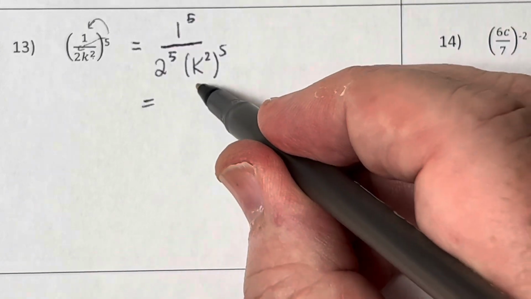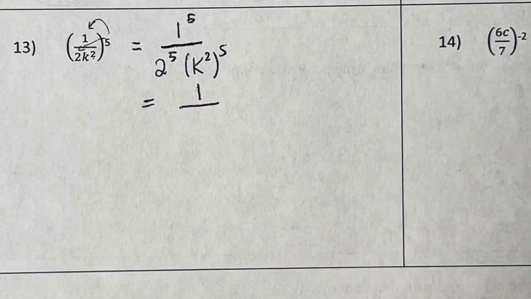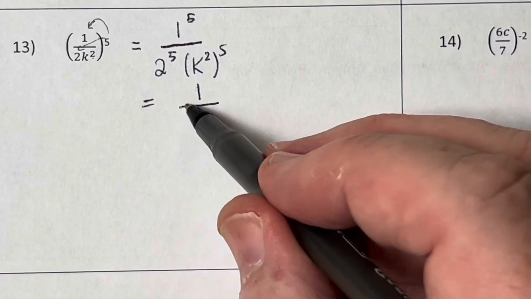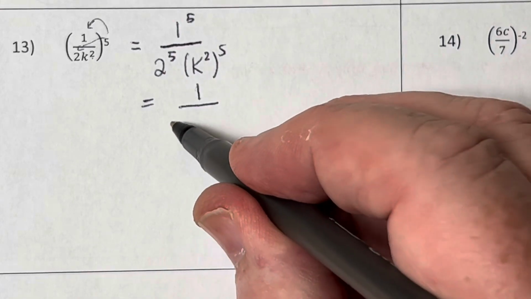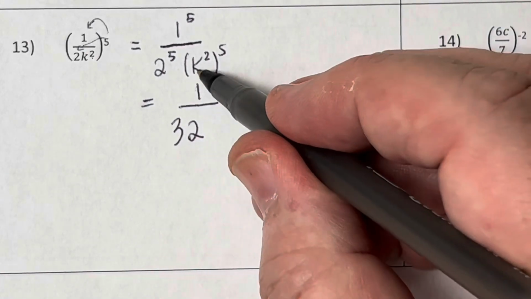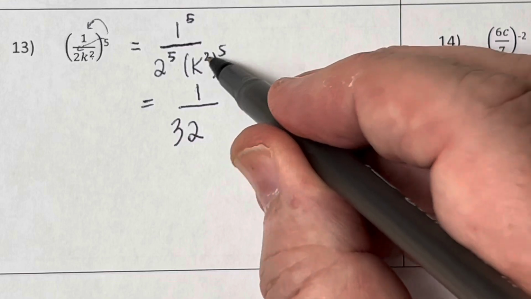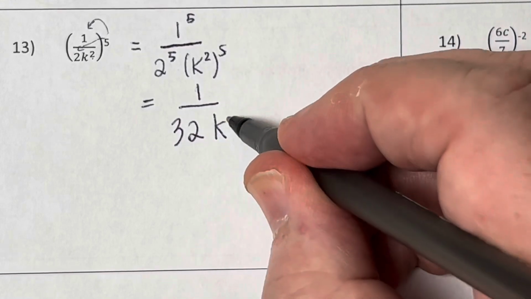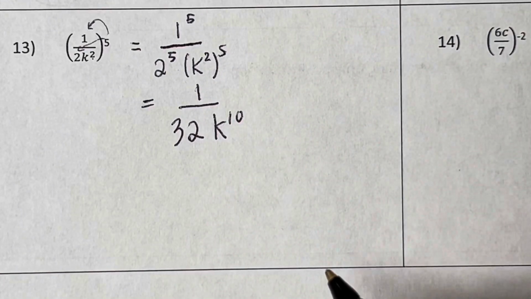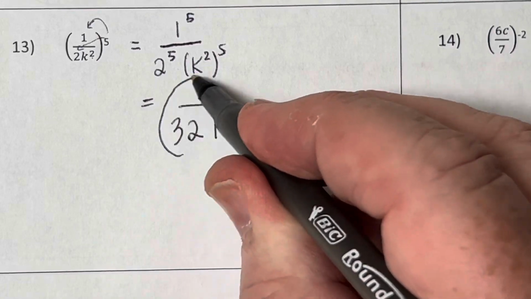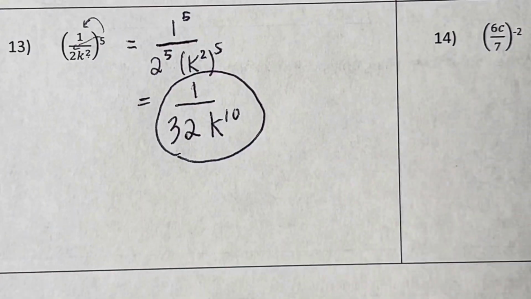1 to the 5th is just going to be 1. 2 to the 5th is going to be 32. And then k to the second to the 5th, we're going to multiply that, and that ends up being k to the 10th. And that's as far as we can take it. So it's 1 over 32 k to the 10th.